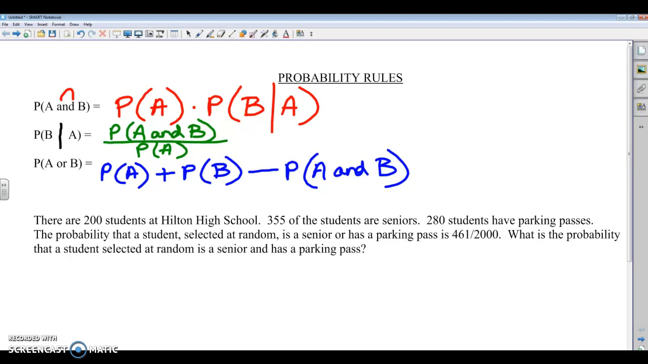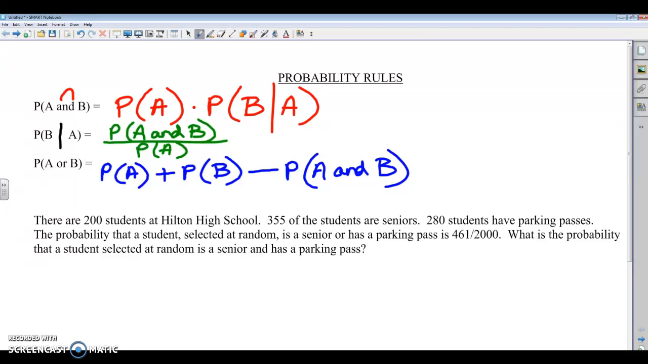There are 2,000 students at Hilton High School. 355 of the students are seniors. 280 students have parking passes. The probability that a student selected at random is a senior or has a parking pass is 461 out of 2,000. What is the probability that a student selected at random is a senior and has a parking pass?